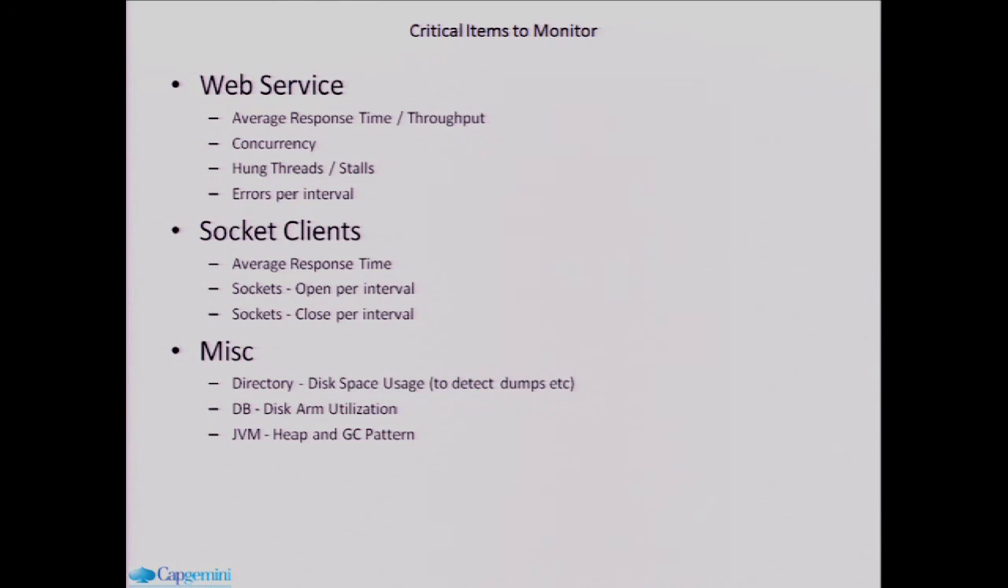Your disk arm utilization, or your simple JVM heap, or the GC patterns, as we saw in the first example. The GC pattern should be able to tell you if there is any memory leak in your application or something like that.